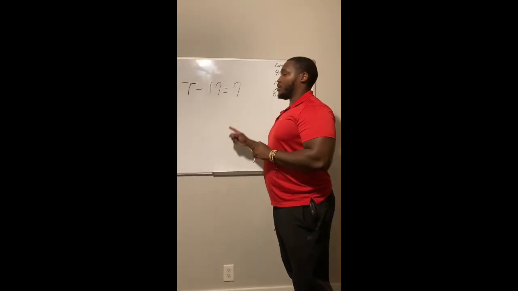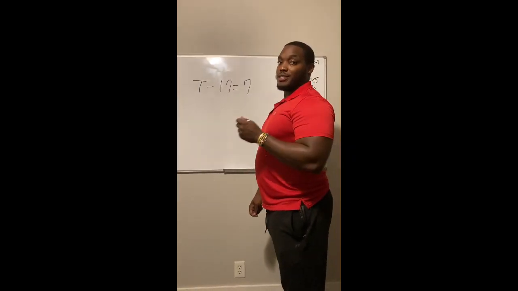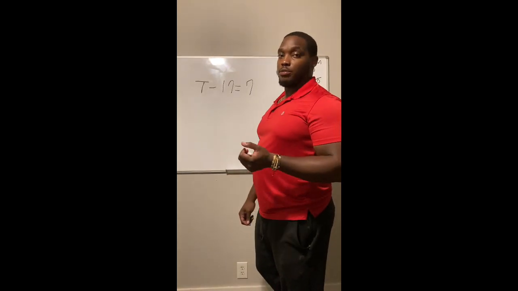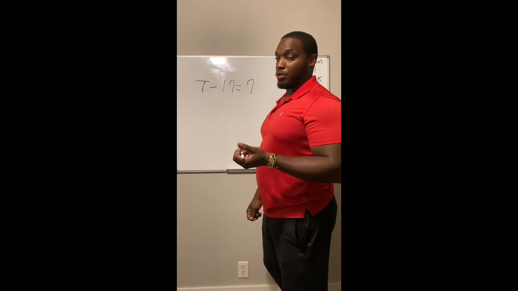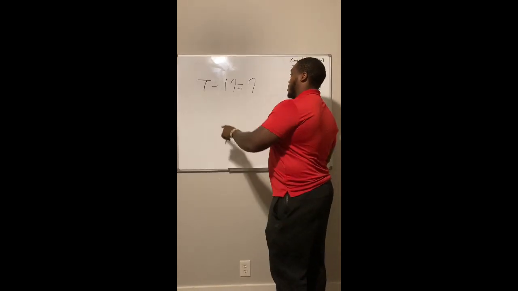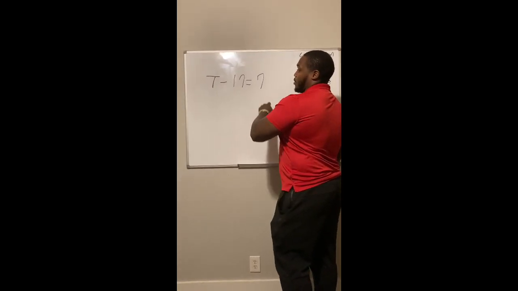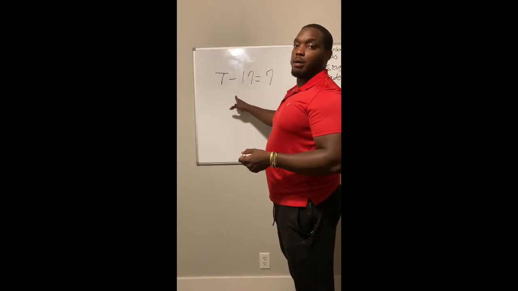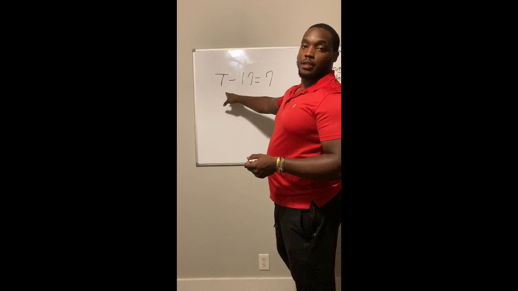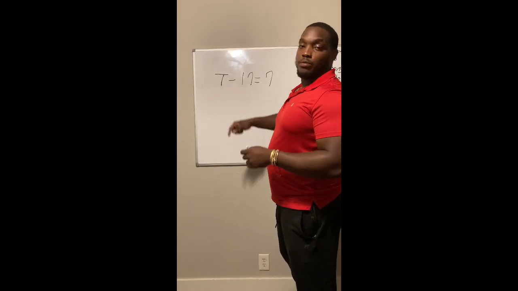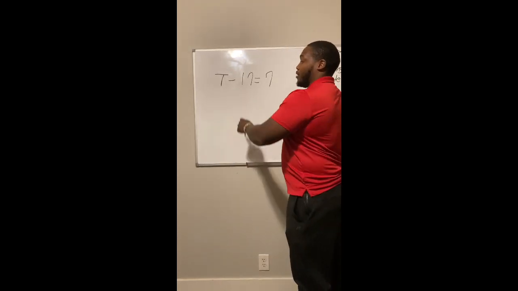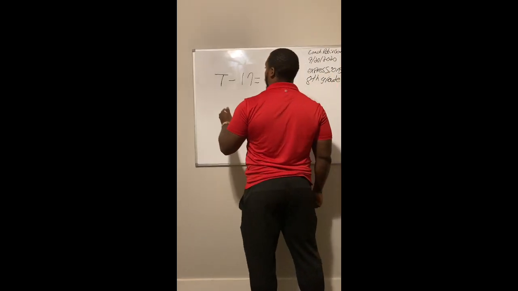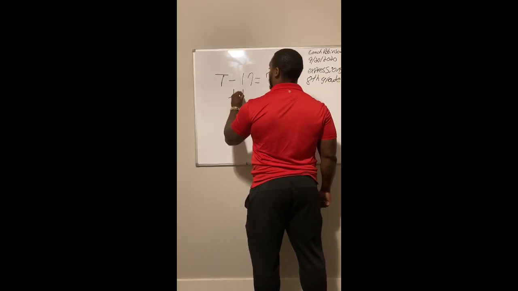So now let's do an example. Our variable is t. Now, they may or may not tell you what t equals. If they don't tell you, you have to solve for it. So this is t minus 17 equals 7. Well, we know since this is a subtraction problem, in order for us to isolate the t, we have to do the opposite of the mathematical operation. So we have to add 17 here.